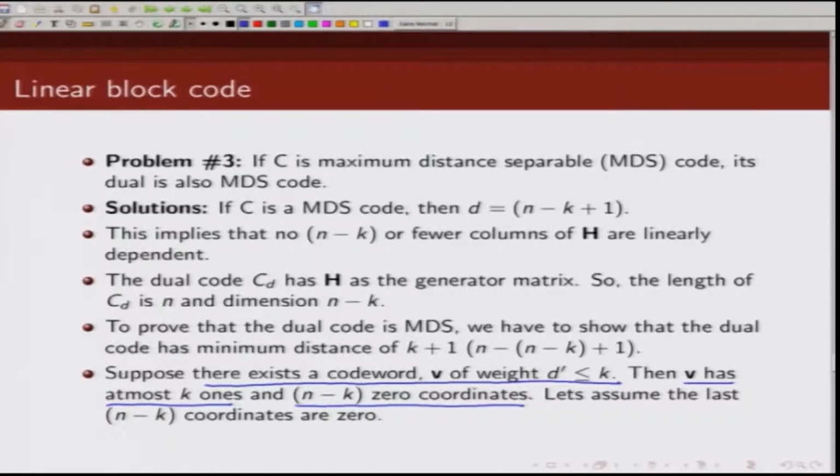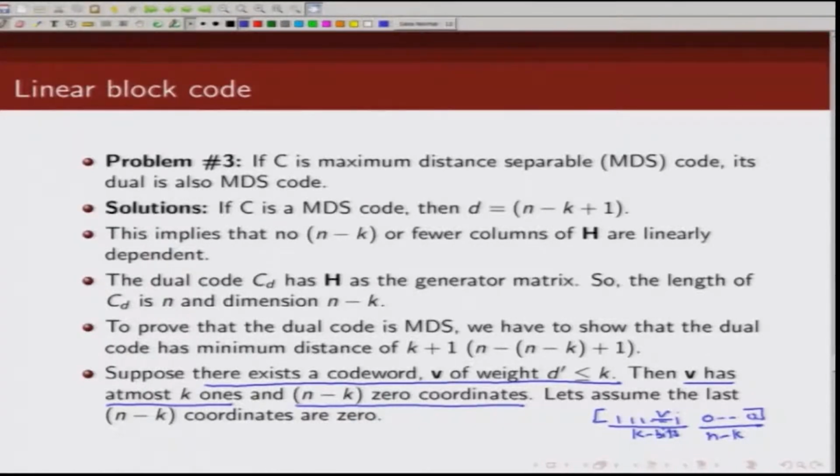Without loss of generality, let us assume that those bits which are 0 are towards the end. So, what we are assuming is, let us say this is our code word v: the first k bits have 1s and the remaining bits have zeros. So, these bits have zeros and these bits have 1s.